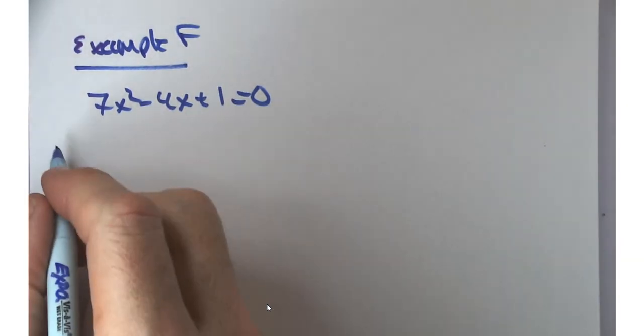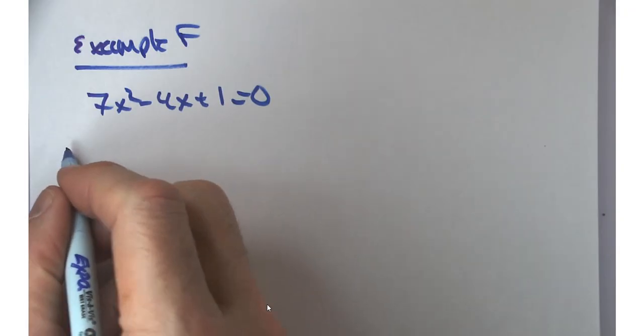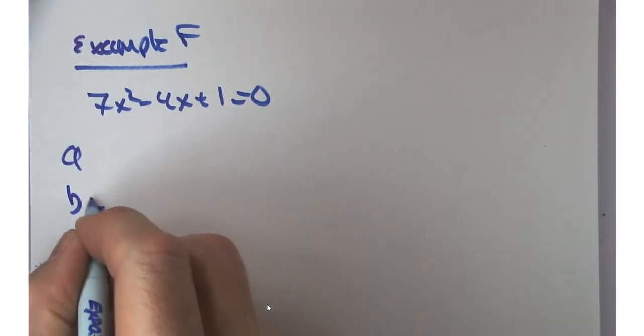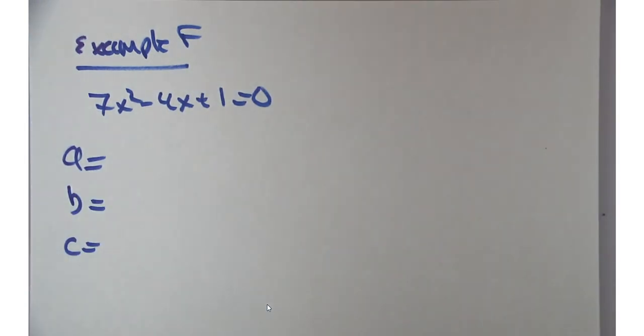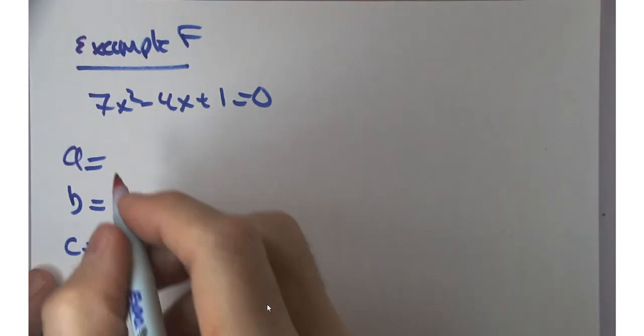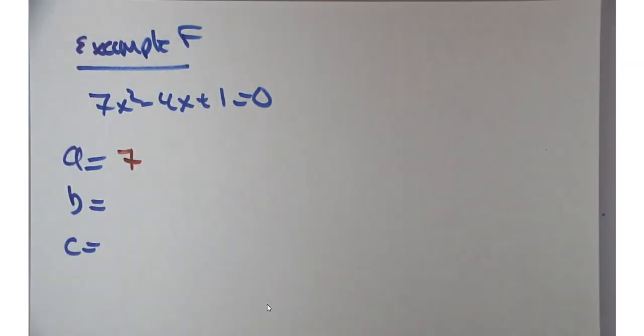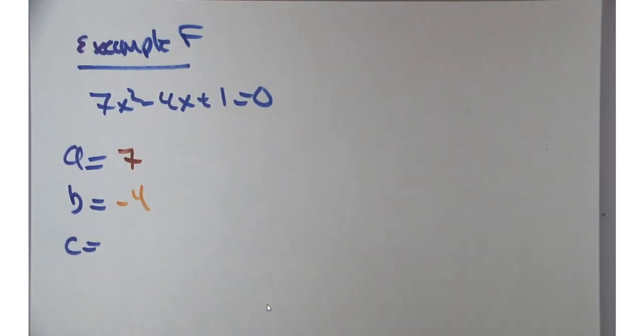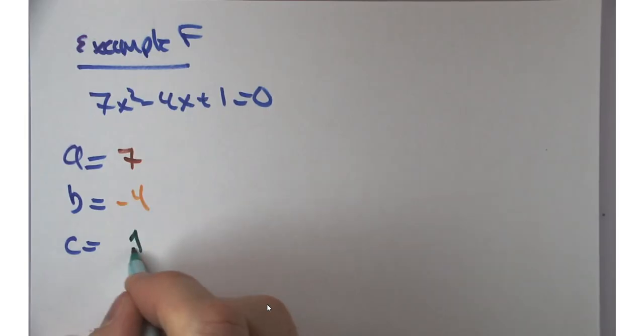So probably the best way out of this is the quadratic formula. A, B, and C. So I think this one's going to have a little different twist on it, so keep an eye out here. This is an important example. 7, negative 4, and 1. Those would be our A, B, and C's.